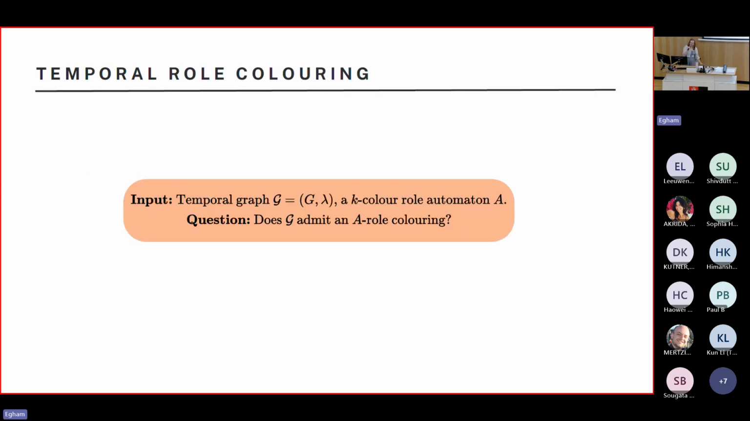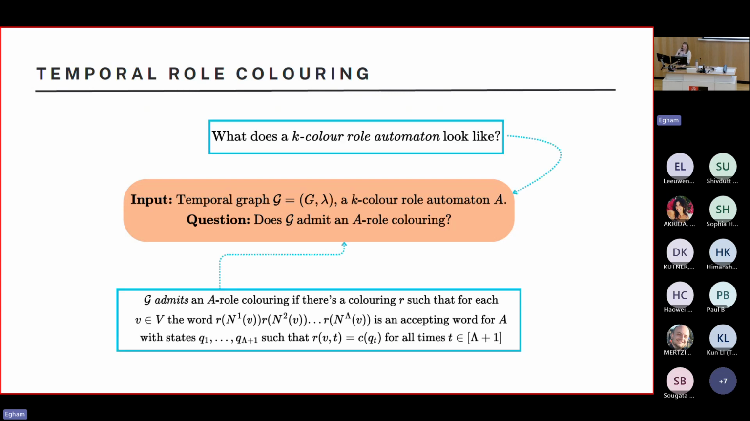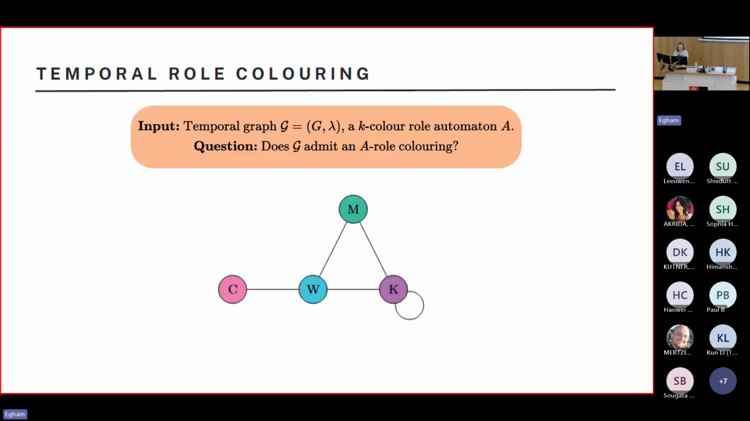So now we have everything we need to start thinking about temporal role coloring. Our temporal role coloring question takes a graph G and a K-color role automaton A and asks, does G admit an A role coloring? And what does any of this mean? What is a K-color role automaton? And what does admitting an A role coloring mean? So we'll start with what the role coloring is.